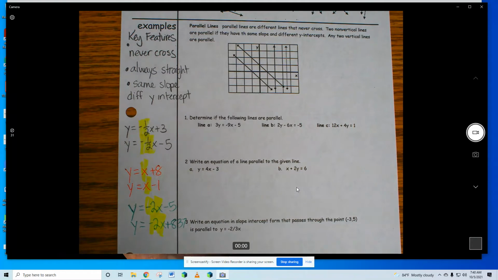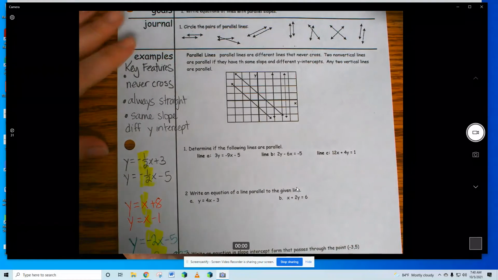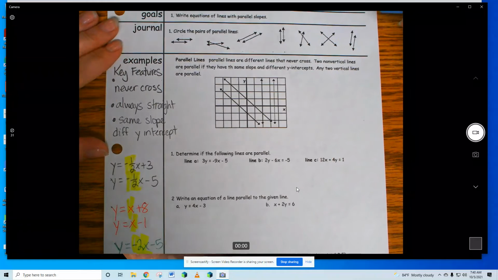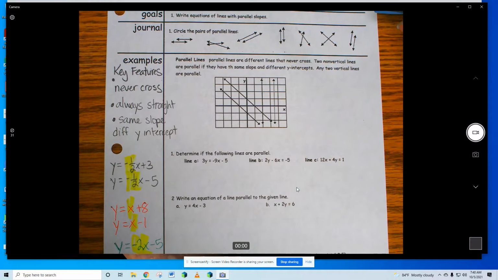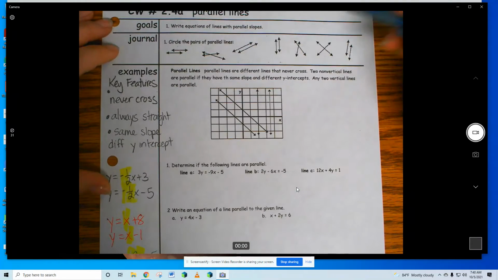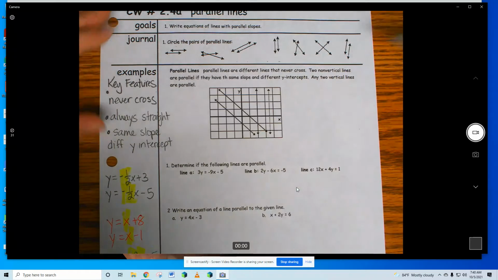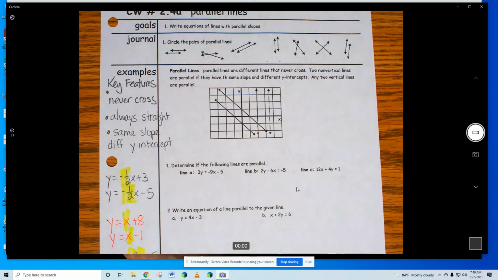All right, let's go back up to the journal. My goal today, write equations of lines with parallel slopes. Okay. Circle the pairs of parallel lines. Go through the journal on your own. Circle any lines that are parallel. There's a bunch of choices. Circle them. If they're parallel, put a circle around them.